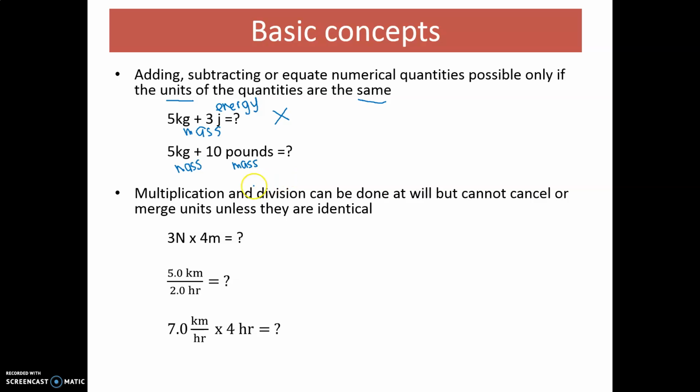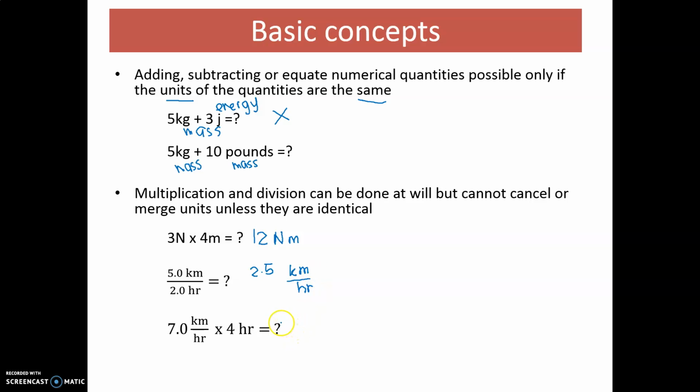However, the situation is a bit different for multiplication and division, where we can solve the problem. For instance, 3 Newton multiplied by 4 meters. Can we solve this? Yes, we can, and the answer is 12 Newton meter. Okay, 5 kilometers divided by 2 hours. Can we solve this? Yes, 2.5 kilometers per hour.